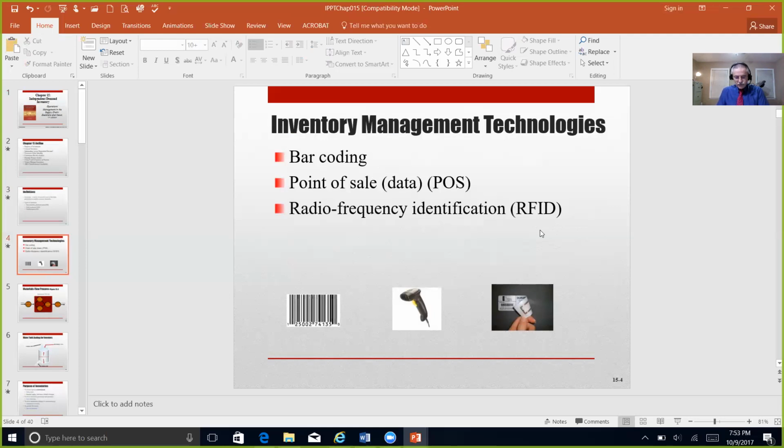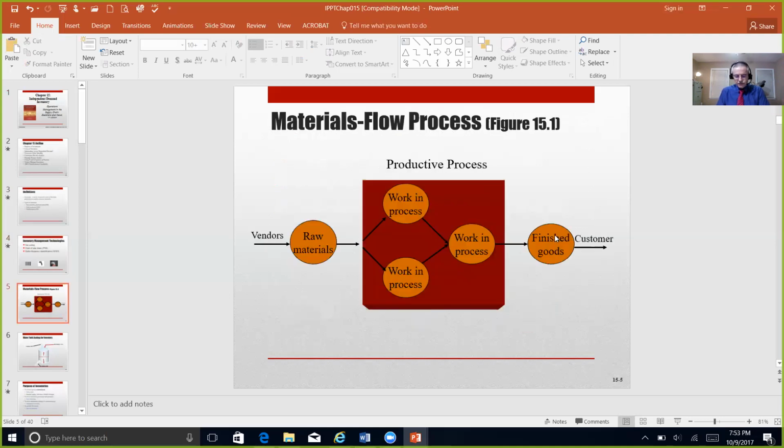When you think about inventory stocks and how this whole process comes about, figure 15.1 on page 371 simplistically reflects the materials flow process, from the time the raw materials come into the production process to when they leave as finished goods and eventually reach the consumers. So you see inventory stocks are located at various levels throughout a production process.